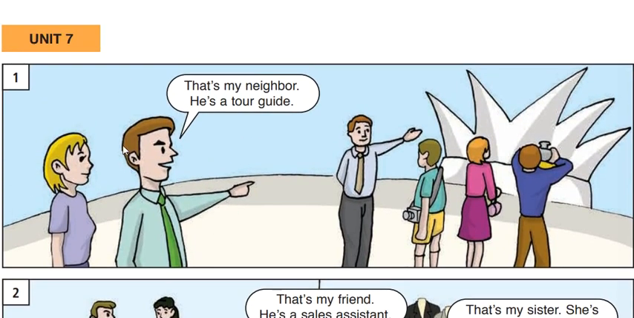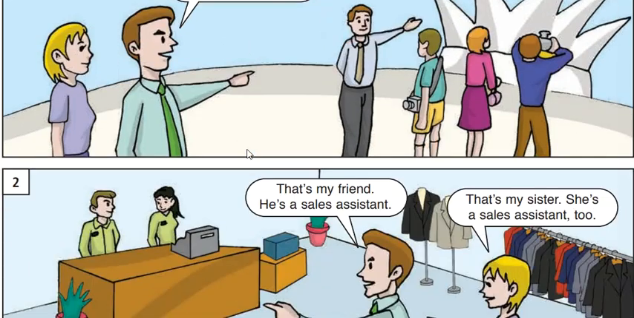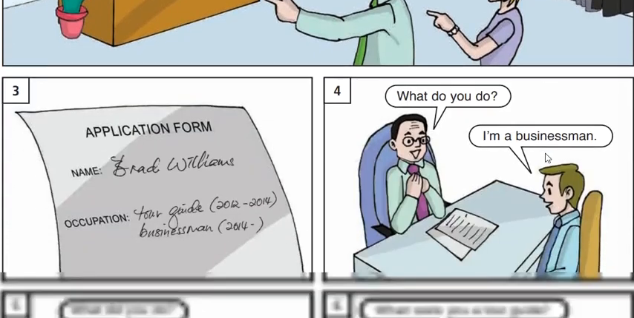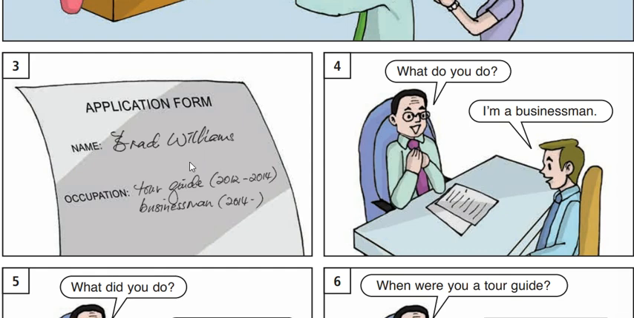Unit 7. Read picture 1. That's my father. He's a tour guide. Picture 2. That's my friend. He's a sales assistant. That's my sister. She's a sales assistant too. Picture 3. Application form. Name: Fred Williamson. Occupation: tour guide.